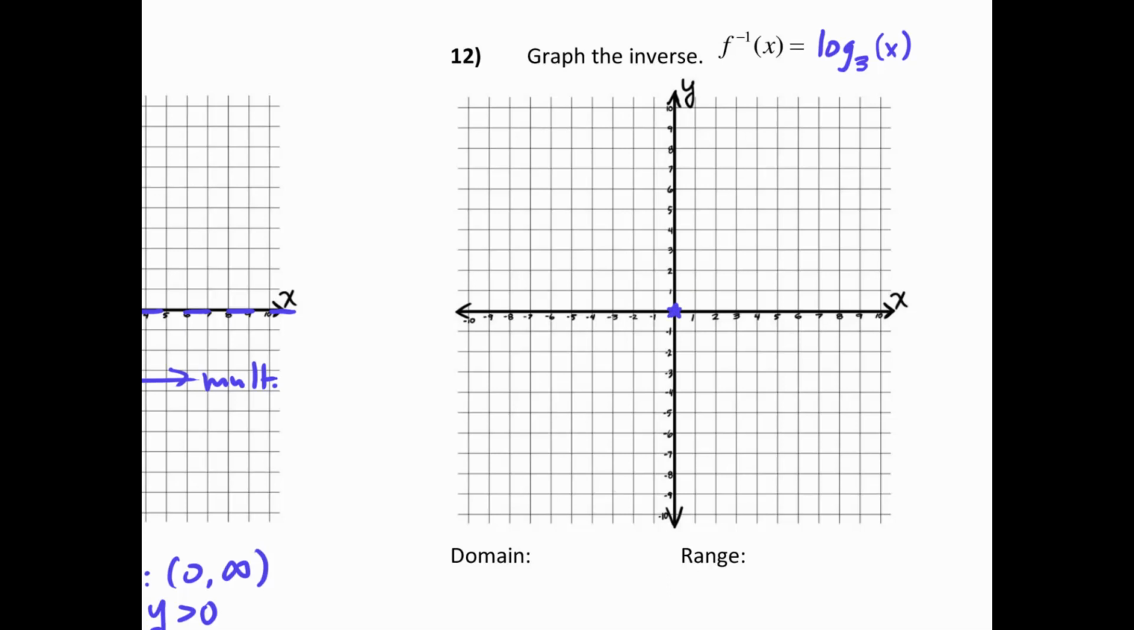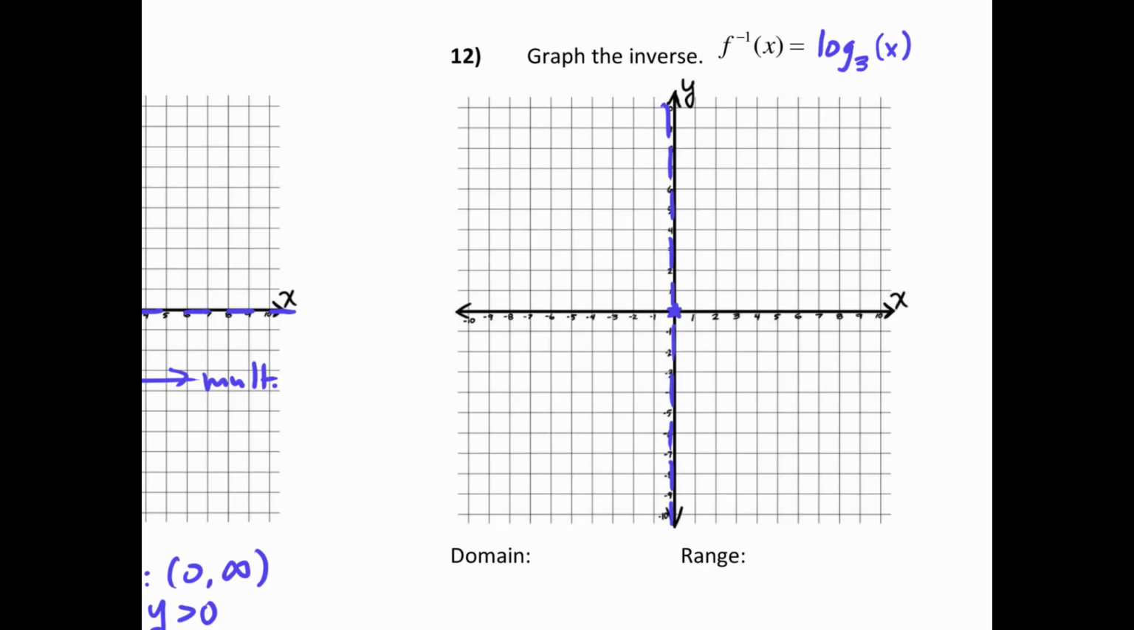So we're going to put our star right here on the origin. But because this is the inverse, things get flipped around. The x's go to the y's and the y's go to the x's. So my horizontal asymptote is now a vertical asymptote. It's going in the opposite direction.